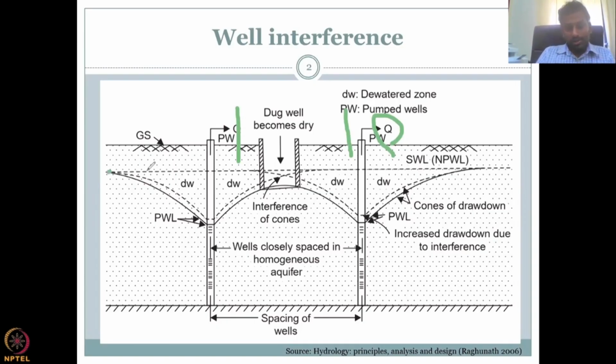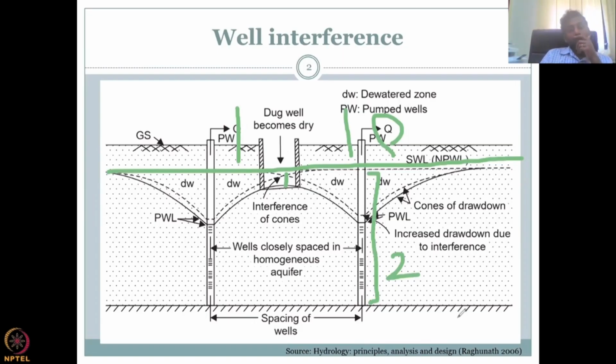Initially this was your water level. The dug well was having a slight water thickness of H1, let's keep it 1 here, and these wells were having a big water table of 2. Now you have different hydraulic heads in terms of accessible hydraulic head, because here the well runs deep, so you can take all this water. However, the dug well is very shallow, so the thickness of water in the well is very small.